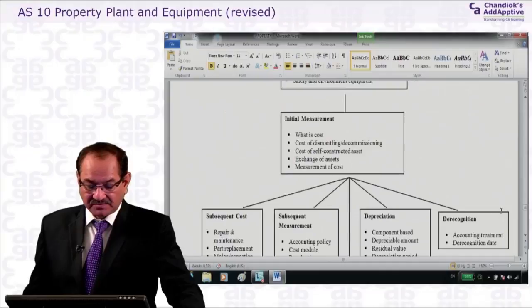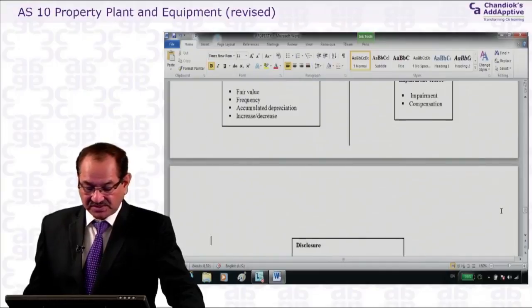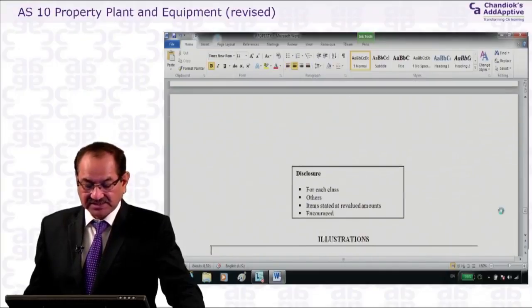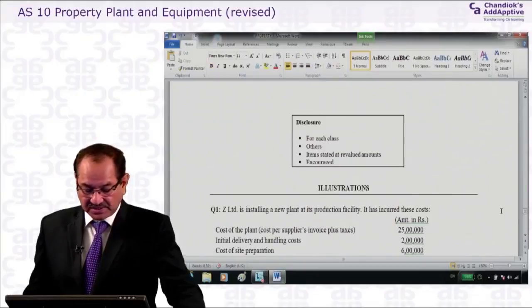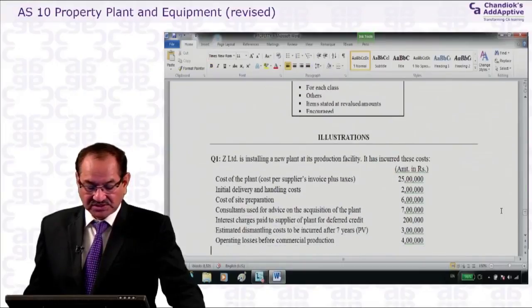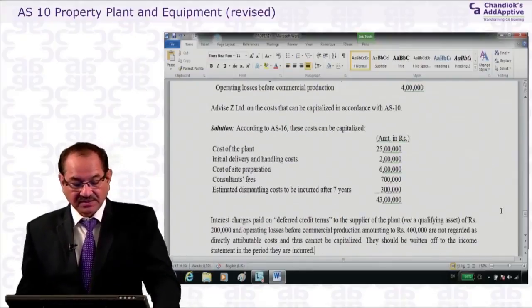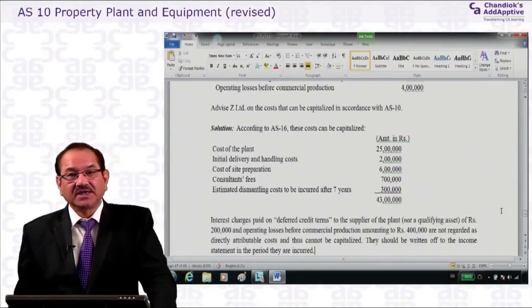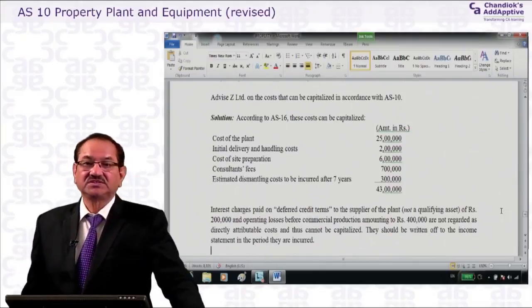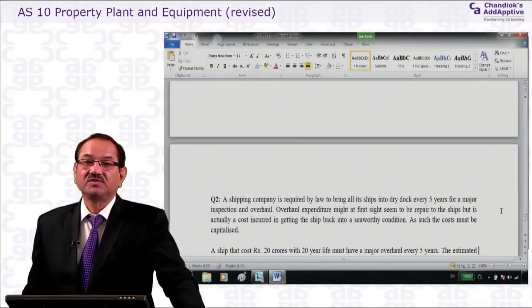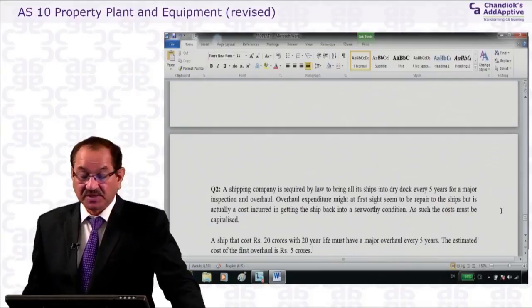You have the summary of this one that you can see. These are the summaries of this. I have included 1 or 2 illustrations in it. Please go through that, and after that, doing these 2 questions, perhaps you will understand how it will be applied.